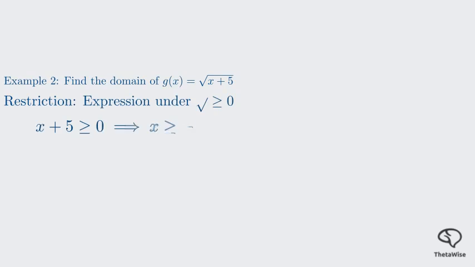Example 2. Find the domain of g(x) = √(x + 5). Here we have a square root. The expression inside, x + 5, must be non-negative. So x + 5 must be greater than or equal to 0, which means x must be greater than or equal to -5. The domain is the interval from -5 to infinity, including -5.